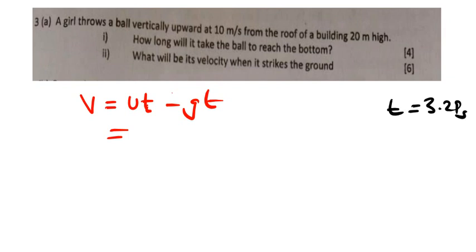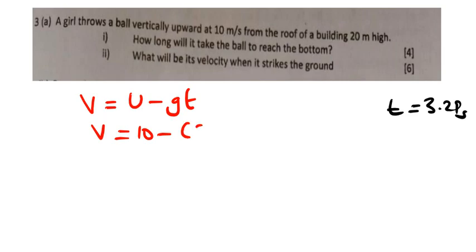What am I writing? The equation of motion: v equals u minus gt, or at. In this case, what are we going to have for v? The initial velocity given is 10, minus the acceleration, which is 9.8, multiplied by the time we just found, which is 3.29 seconds. So I'm going to have 10 multiplied by 9.8, which is 98.